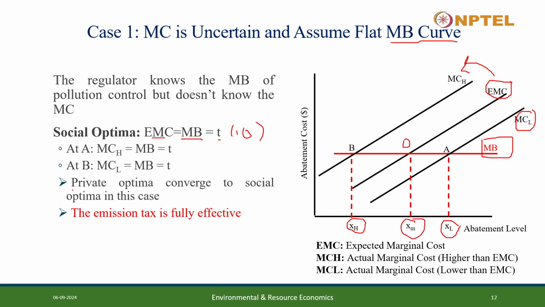Why? Because we have discussed before also that the taxation system is effective only when private optima converges with the social optima, right? So that is why in this case we are saying that the emission tax is fully effective, though marginal cost is uncertain. So even if you don't know the marginal cost, or the expected marginal cost is lower or higher than the actual marginal cost of abatement, there will always be the optimum level of abatement.